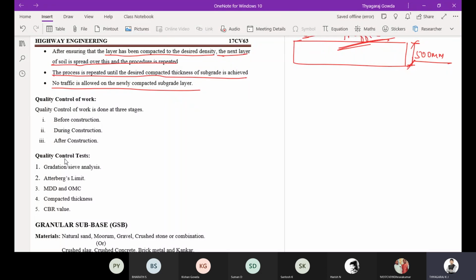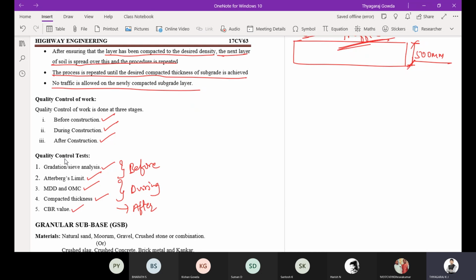Okay. So after the construction, you check whether the density is achieved or not and all those things. Quality control work is to be done at 3 stages: before construction, during construction and after construction. Before construction, you check gradation or sieve analysis, Atterberg limits, MDD and OMC. During the construction, compacted thickness. After construction, CBR value. So these two come under before construction, these two come under during construction, and this comes under after construction. After construction, determining the CBR value of the subgrade soil.